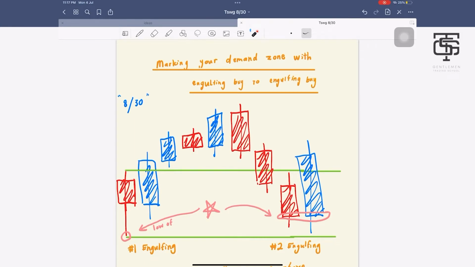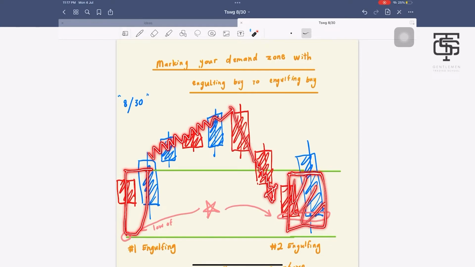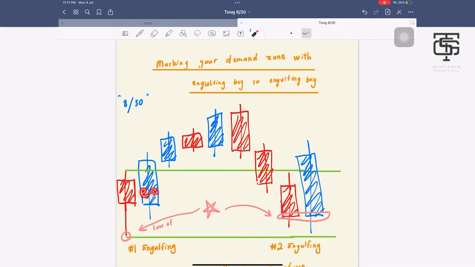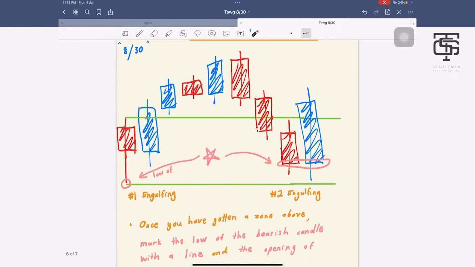Alright, so over here, as you can see, is a basic setup of a structure of an engulfing buy that happened over here, and then there was a breakout that happened over here. There was a pullback that came back all the way into the box, and then price created another engulfing buy as a confirmation, right? So we have our first engulfing number 1 over here, and we have our second engulfing number 2 over here. So the question is, how are we supposed to mark our demand zone? Today I'll be sharing with you how.